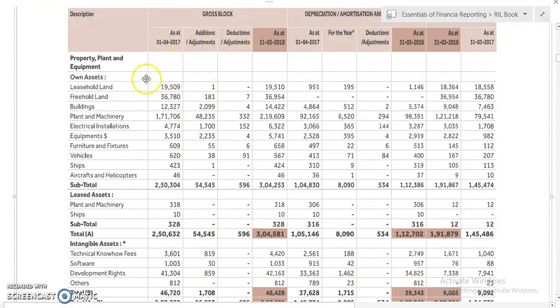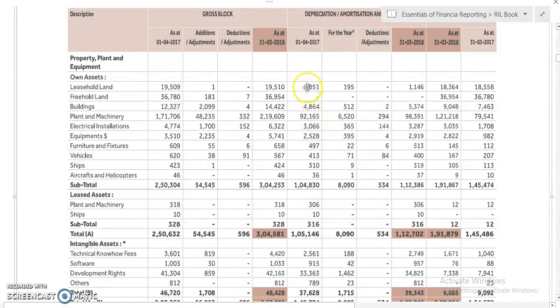It is also divided into many sections: as of the beginning of the financial year, how much was the value, how much we added to our gross block, meaning how many more assets we bought, and how many assets we disposed of or adjusted, maybe because they are completely disposed of, or revalued, or their value is less. So what is the gross block at the end of the financial year? For the purpose of financial reporting, we normally look at the net book value.